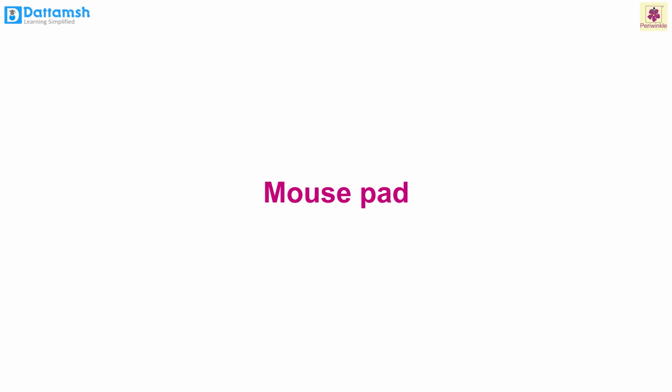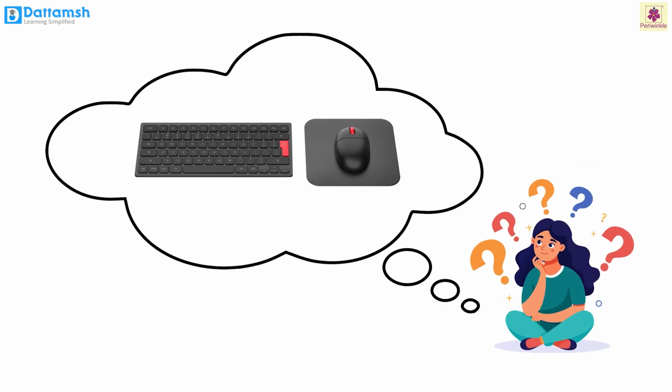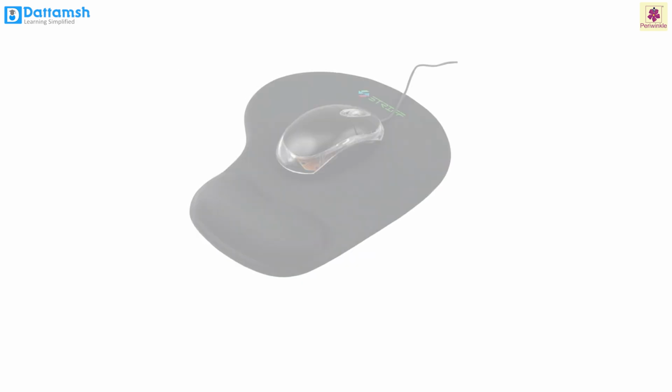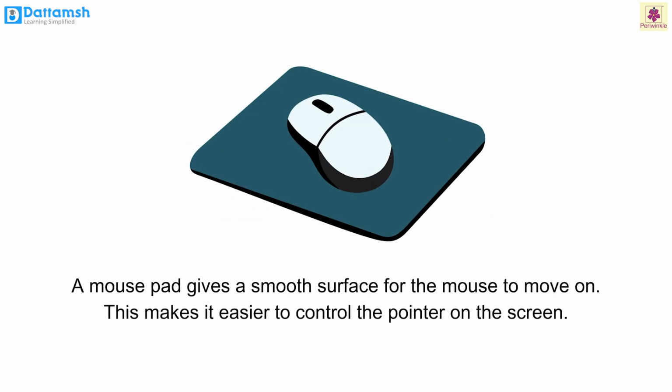Students, have you ever wondered what that thing is called on which the mouse is placed on the table alongside the keyboard? Yes, that is called a mousepad. A mousepad gives a smooth surface for the mouse to move on. This makes it easier to control the pointer on the screen.